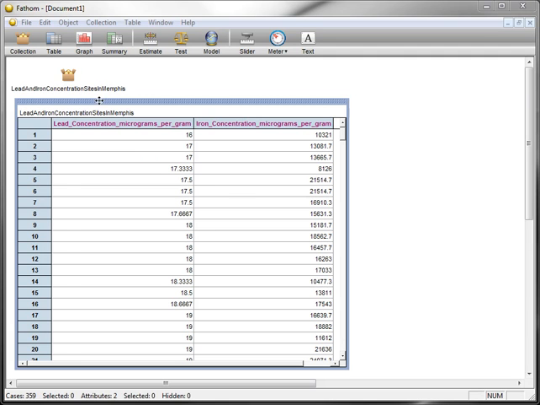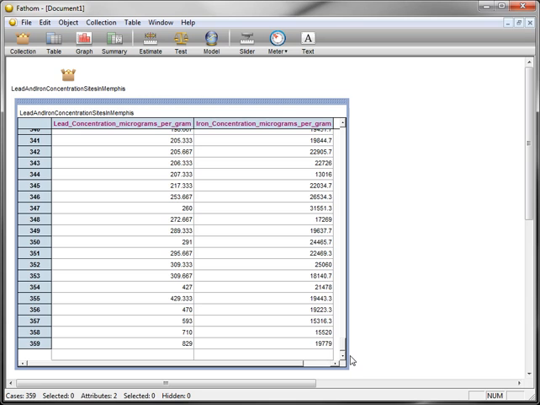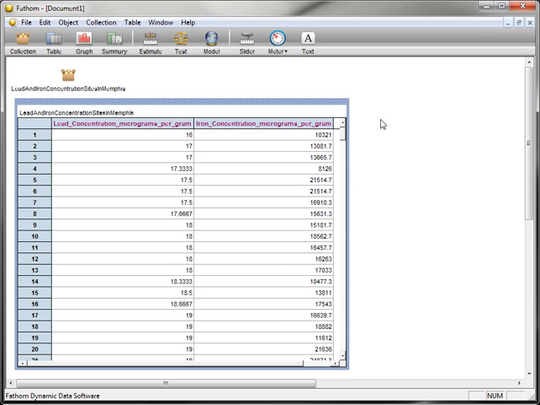So I've imported already a set of data from some ongoing research by Professor John Russ in the Department of Chemistry at Rhodes College. What we have here are data from roughly 360 different sampling sites in the Memphis area. Most of these sites are at elementary schools, and what we have recorded is the lead concentration at each sampling site and the iron concentration at each sampling site. And the units here are micrograms per gram.